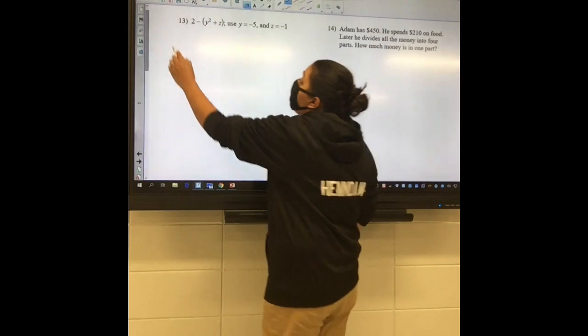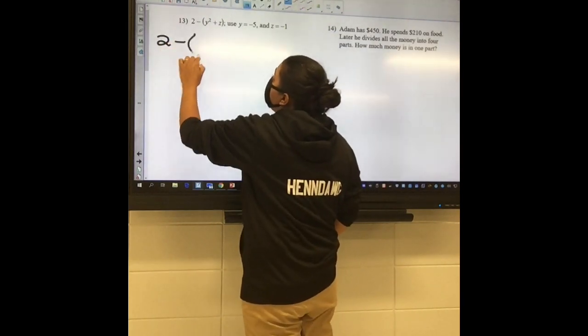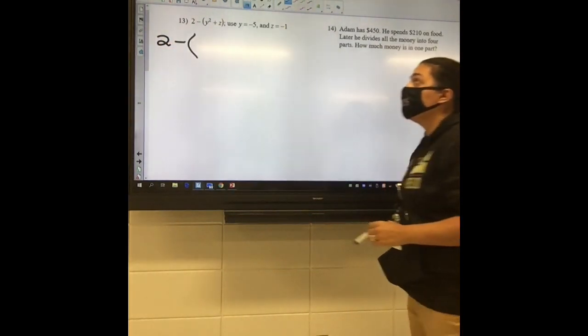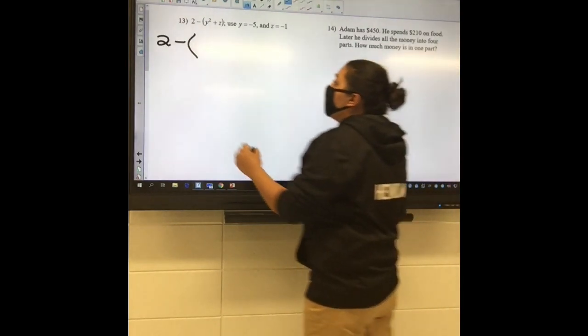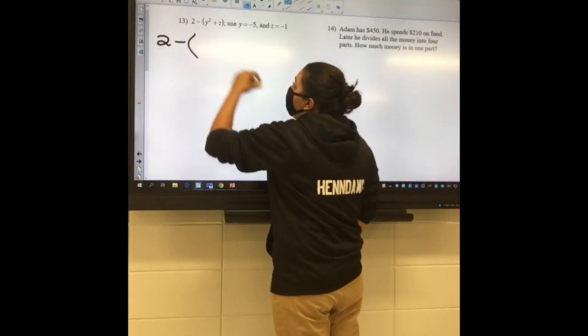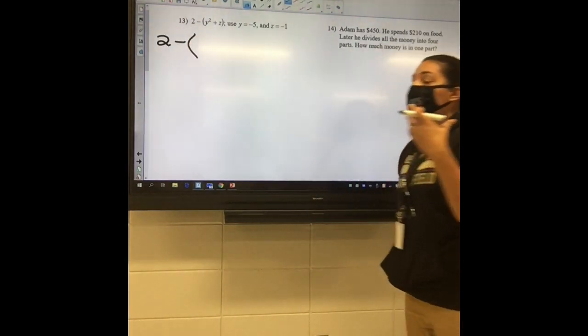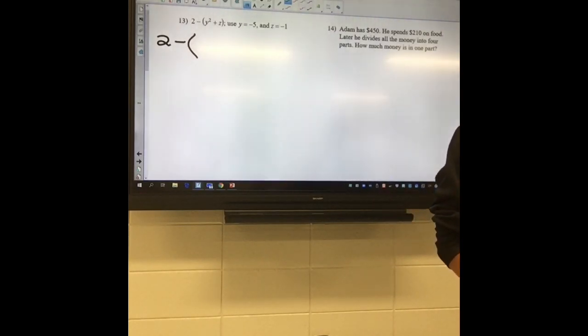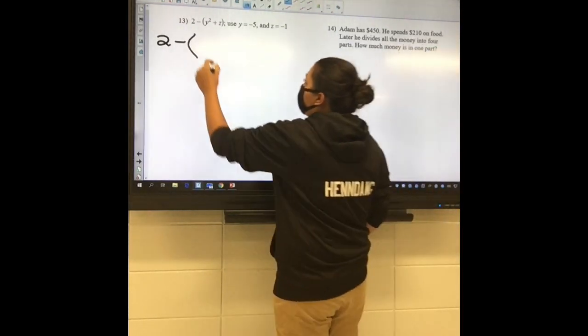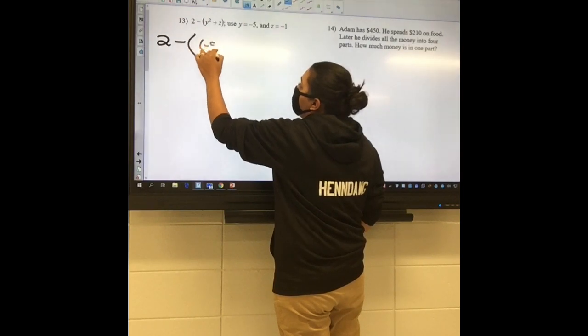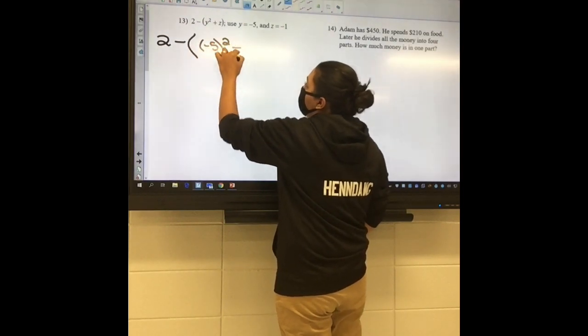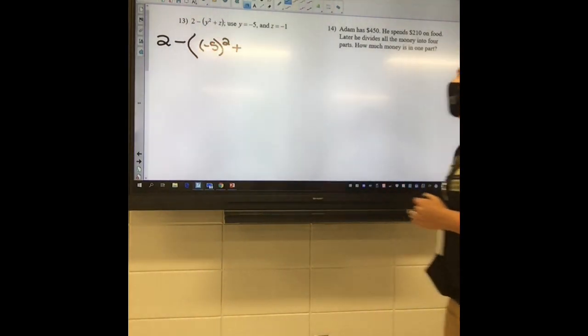Okay, so I got 2 minus, and what's our y? -5. So when you have negatives and you've got powers, the little 2, okay, the little 3, squared, cubed, whatever, you need to be using parentheses. In this case, it's not going to matter because it's an even number, but just get in the habit of doing it. Squared plus, and what's our z?